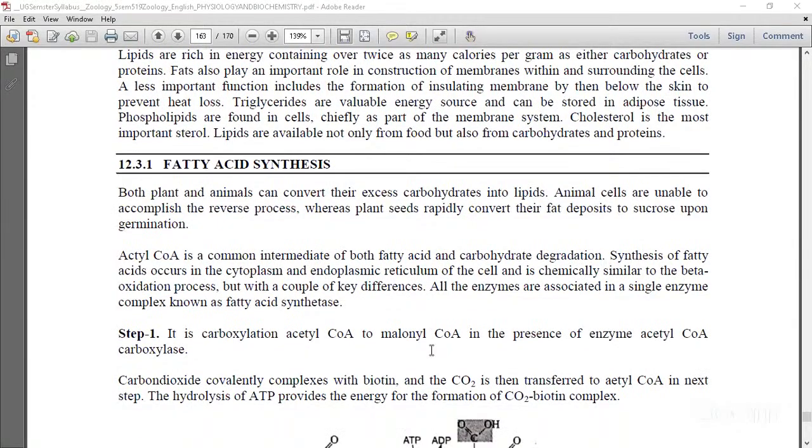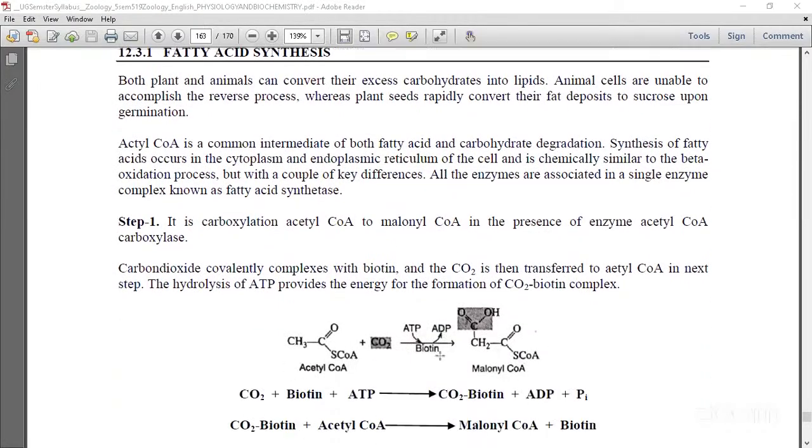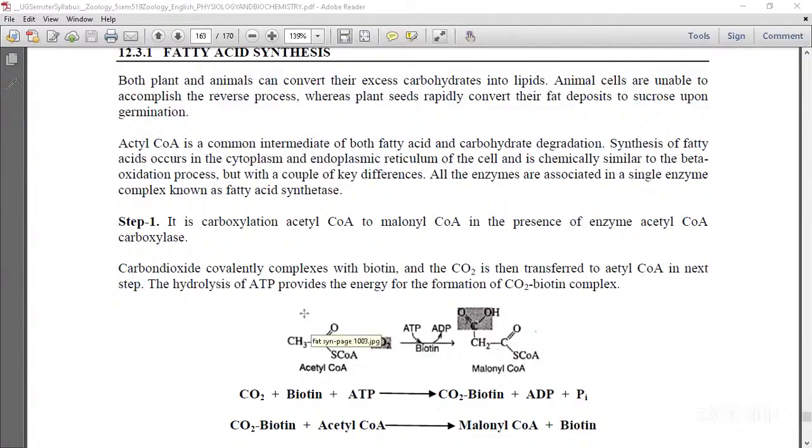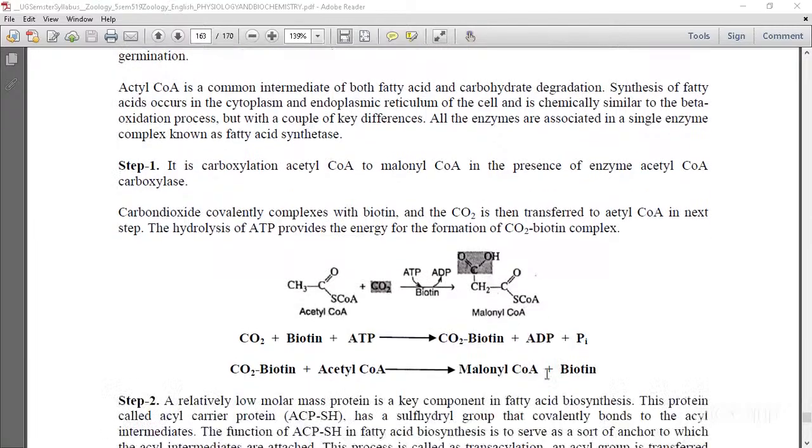It is the carboxylation of acetyl-CoA to malonyl-CoA in the presence of the enzyme acetyl-CoA carboxylase. This is the first step reaction in fatty acid synthesis. Here you can see the conversion of acetyl-CoA to malonyl-CoA. The involvement of biotin and carbon dioxide takes place, and the hydrolysis of ATP provides the energy for the formation of the CO2 biotin complex.